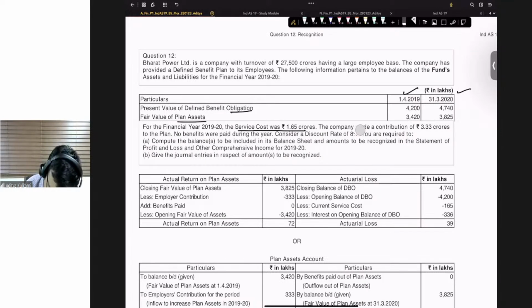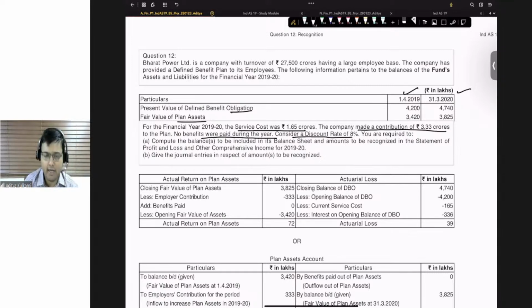The company made a contribution of 3.33 crores. Made a contribution means you are increasing the assets. Assets will go up. No benefits were paid during the year. That means nobody retired, nobody resigned, nobody left, nobody died, nothing happened. So no benefits were paid. Consider a discount rate of 8%.